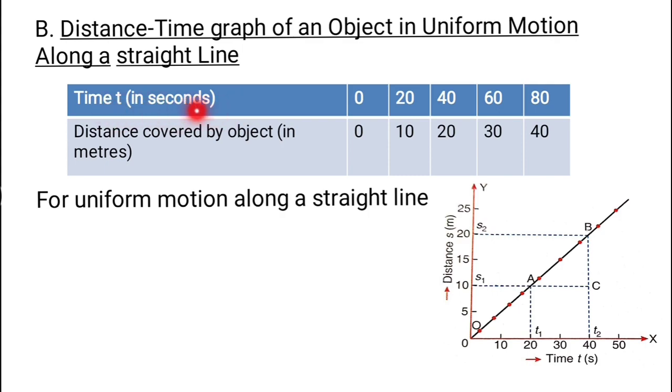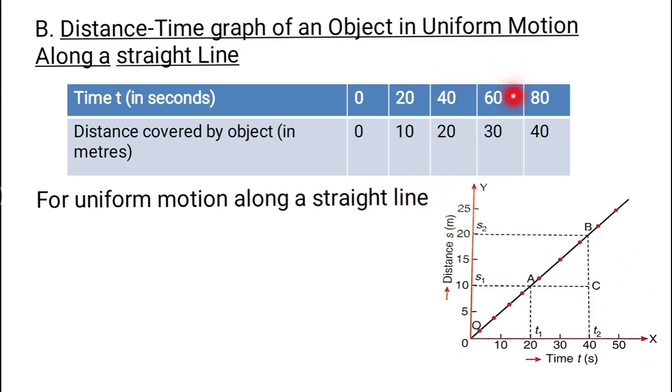This is the time t in seconds is represented, and this row represents the distance covered by object in meters. So we see that at 0 second the object has covered no distance. After 20 seconds the object has covered 10 meter. It means from 0 to 20, that is in 20 seconds the object has covered 10 minus 0, that is 10 meter. Again from 20 to 40 seconds, that is in 40 minus 20 seconds the object has covered a distance of 20 minus 10, that is 10 meter.